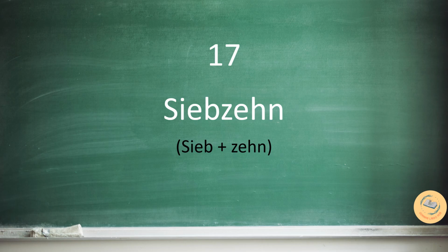Getting closer to 20. Here's the number 17. In German, 17 is siebzehn. Let's practice with me. Siebzehn. Noch einmal. Siebzehn.